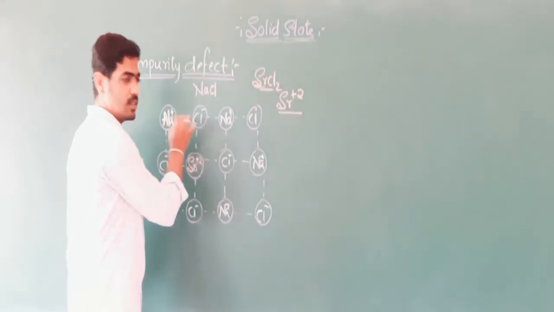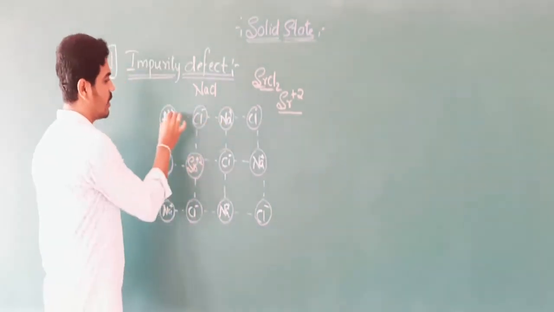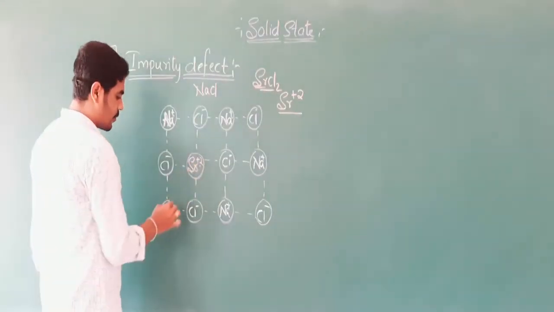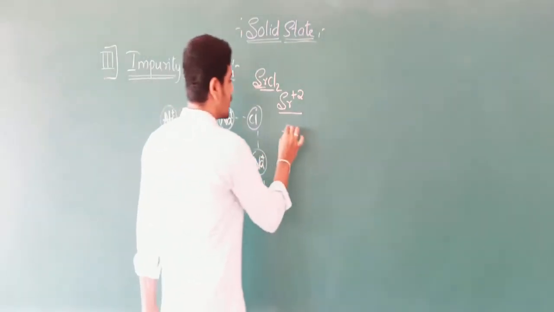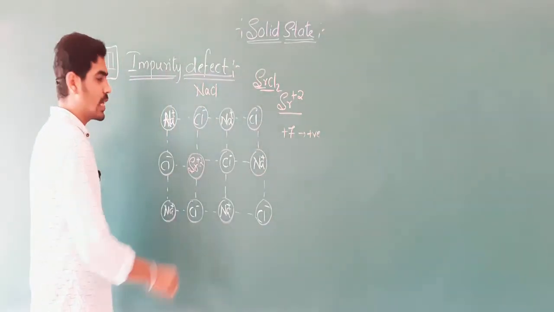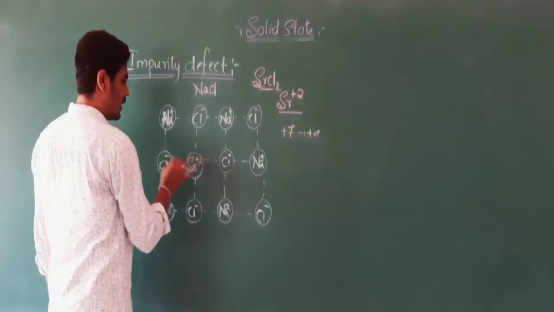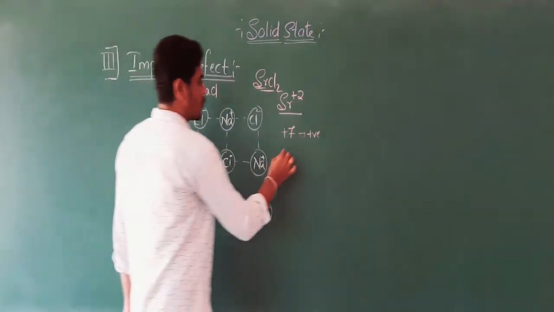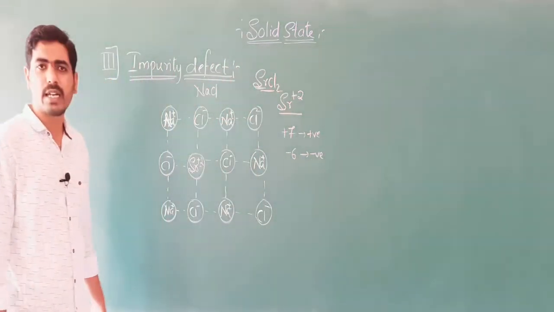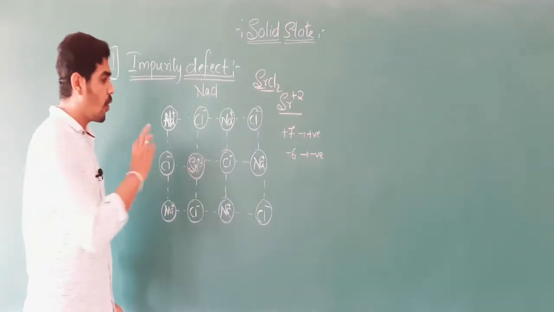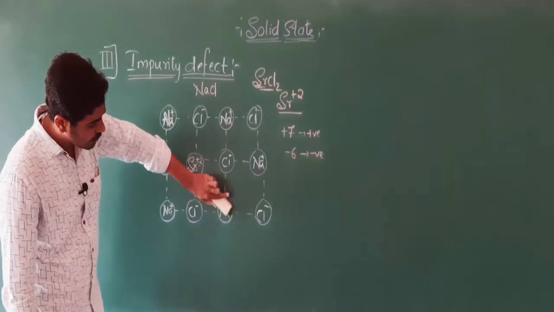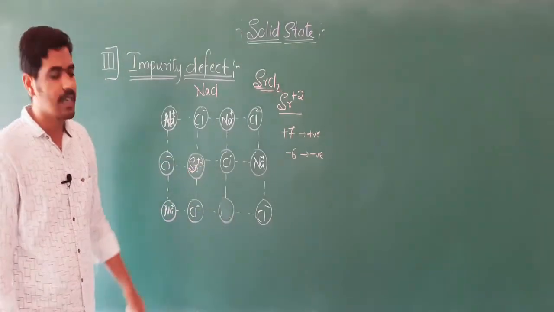So will it maintain the electrical neutrality? See here, how many positive charges are there? 1, 2, 3, plus 2, that is 5, 6, 7. So totally 7 positive charges are there. How many negative charges are there? 1, 2, 3, 4, 5, 6. So 6 negative charges are there. Hence the electrical neutrality is not maintained. In order to maintain electrical neutrality, another Na+ ion will get removed from the crystal lattice.